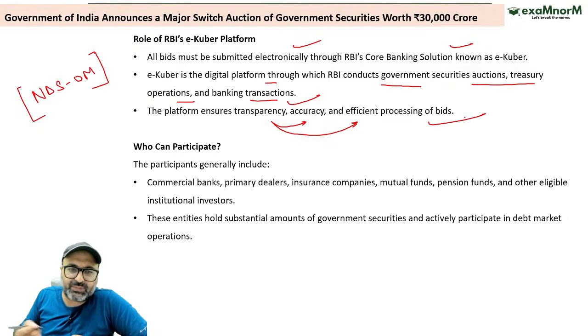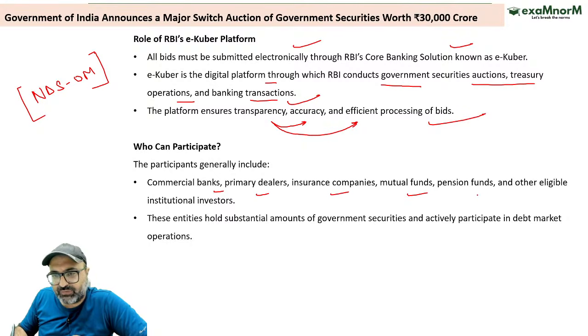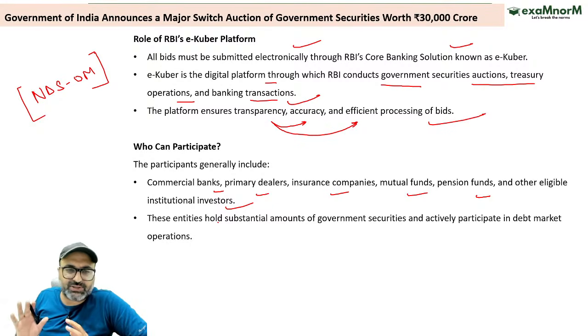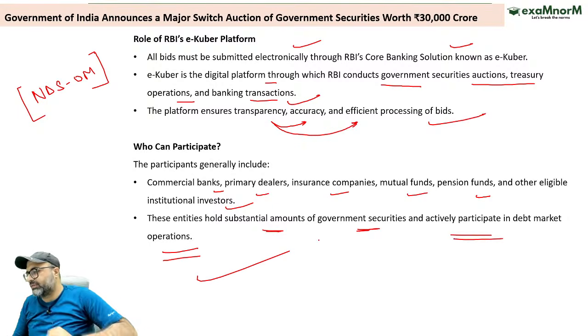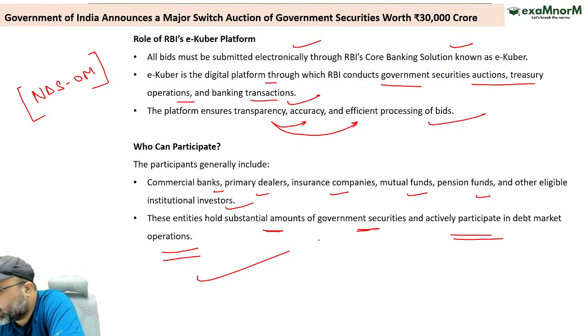Who all can participate? Sir, commercial banks, primary dealers, insurance companies, mutual funds, pension funds, and other institutional investors can participate. These entities are already holding a substantial amount of government security, and they can actively participate in this particular market. So will it be really good ROI for much lower interest rate for so much longer time considering other options? It's up to you, Neeraj.